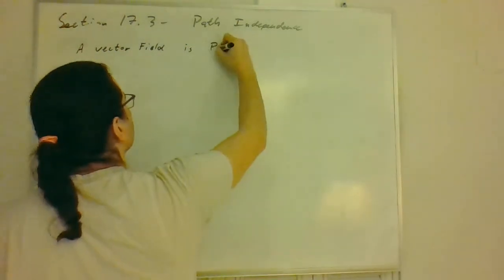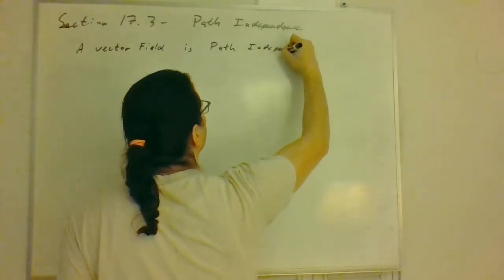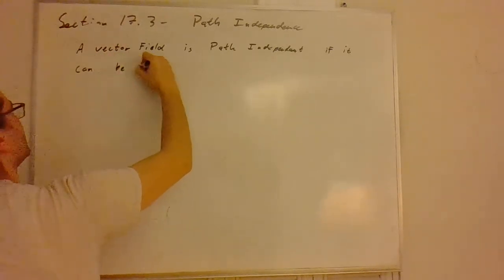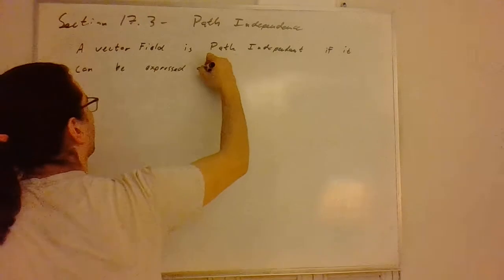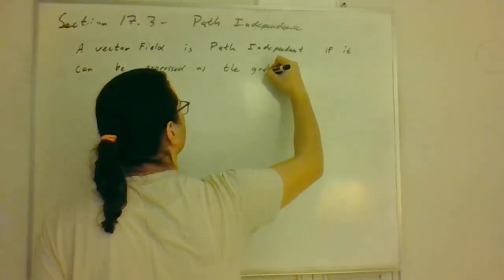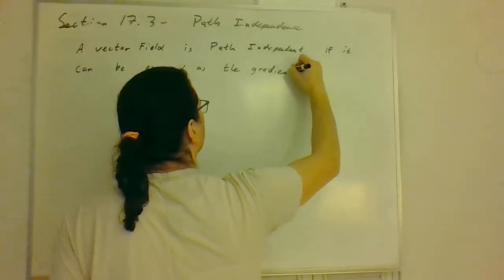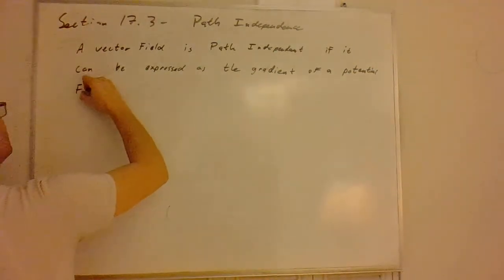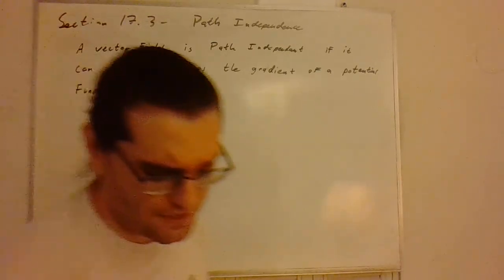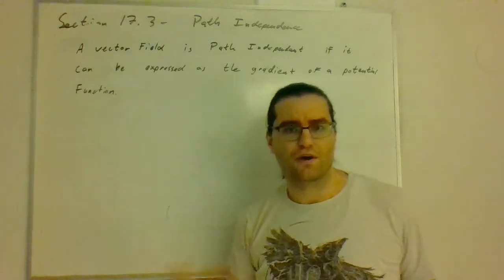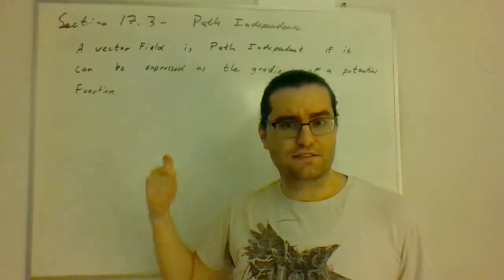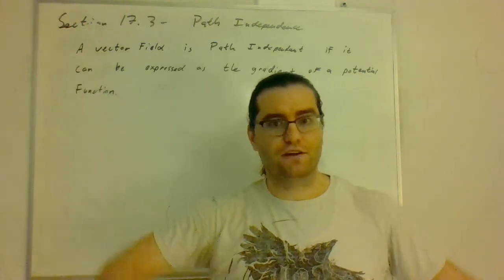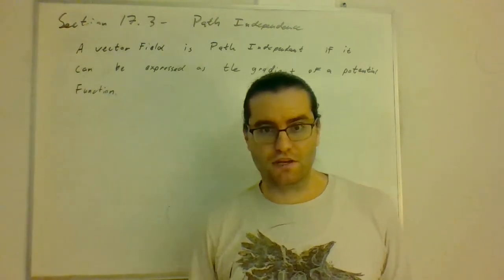A vector field is path independent if it can be expressed as the gradient of a potential function. Which is really, really nice for us, because we know about gradients, we know how to take gradients, we know how to work with gradients, and this is the secret. If a vector field is the gradient of something, then it's guaranteed path independent. If it's not the gradient of something, then it's not path independent.